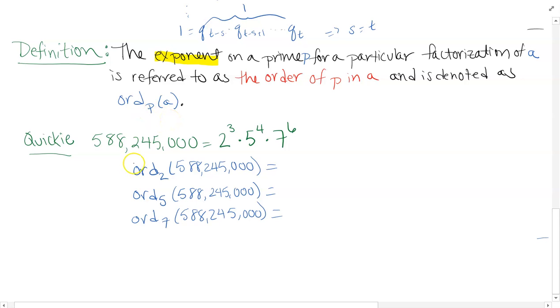And so just as a quick example here, we have this incredibly large number, 588,245,000, which is really just 2 to the third times 5 to the fourth times 7 to the sixth. And yes, I came up with that factorization before making this video. And so now, just to demonstrate this idea of the order, it's really just the exponent. So we would say the order of the prime 2 of this number is just going to be the exponent of 3. And then the order of 5 of this number is 4. And then the order of 7 is 6.